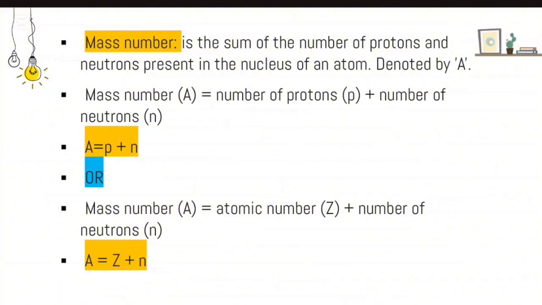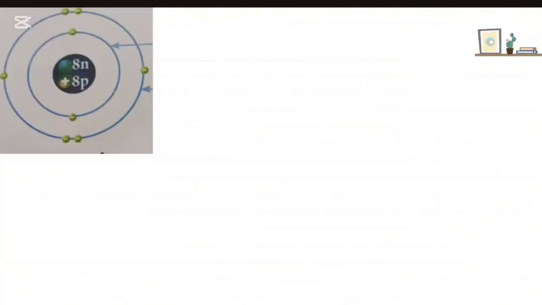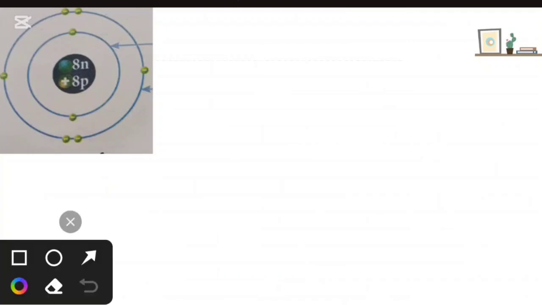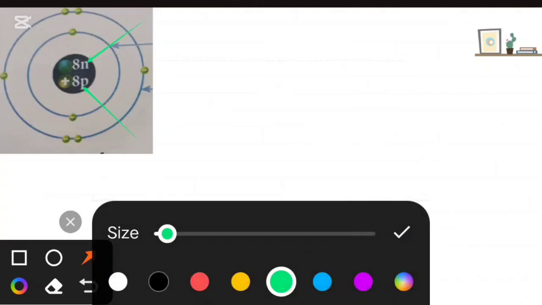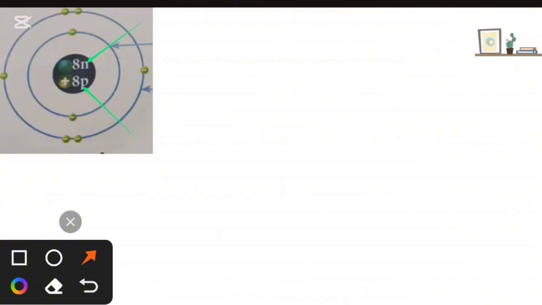So A is equal to Z plus N, or A is equal to P plus N, the same thing. Let us see an example. Protons we have is 8, neutrons 8, and electrons 1, 2, 3, 4, 5, 6, 7, 8.